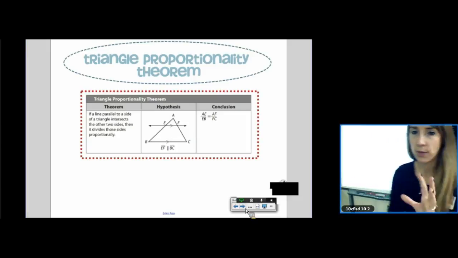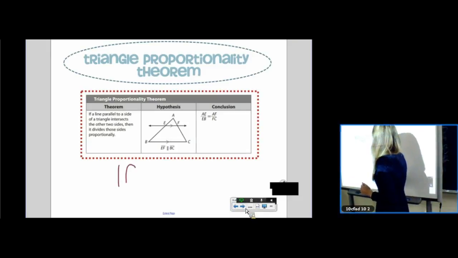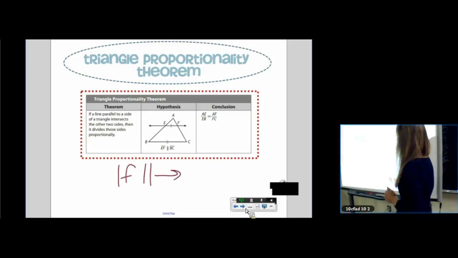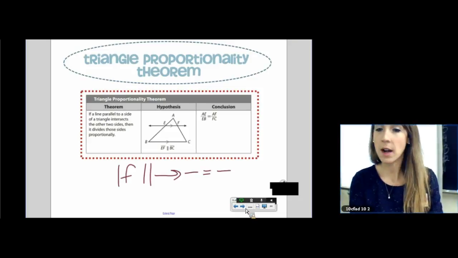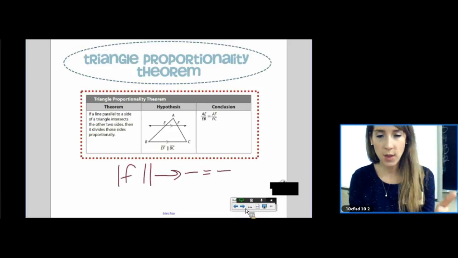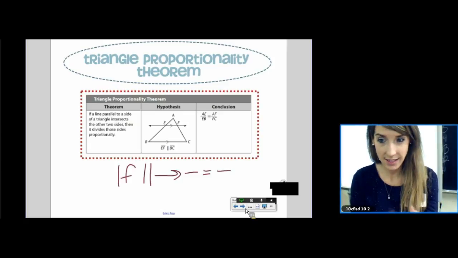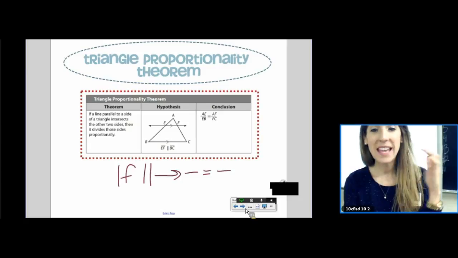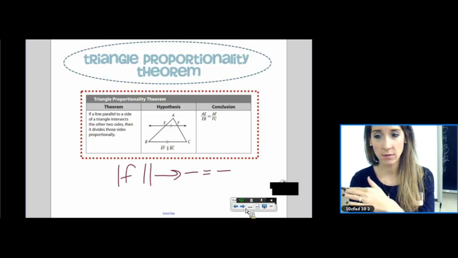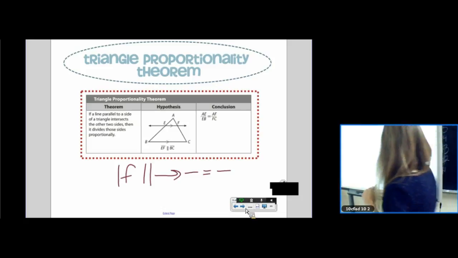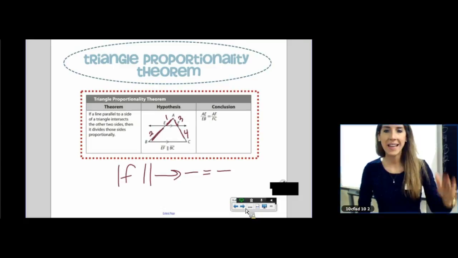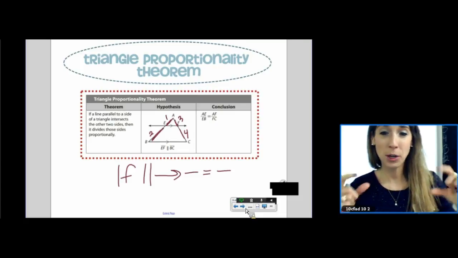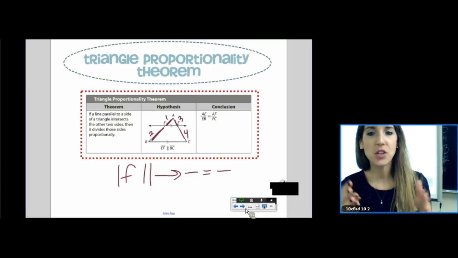So if we sum up the theorem, we're saying if parallel, then proportional parts. Because I'm not even going to call them sides. So if those lines are parallel, then it splits the sides into proportional parts. So this is saying if EF is parallel to BC, then part 1 is to part 2 as part 3 is to part 4. 1 is to 2 as 3 is to 4. Do you see how we're using partial sides there? That's this new theorem. It's like a shortcut.